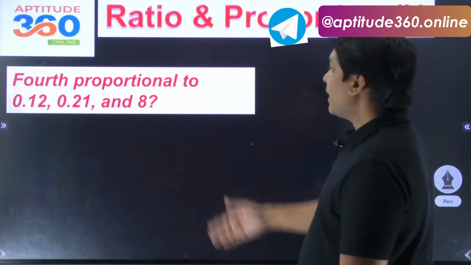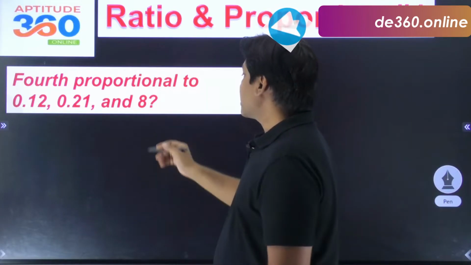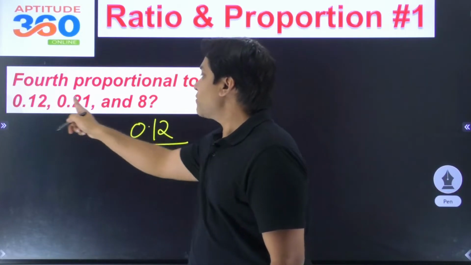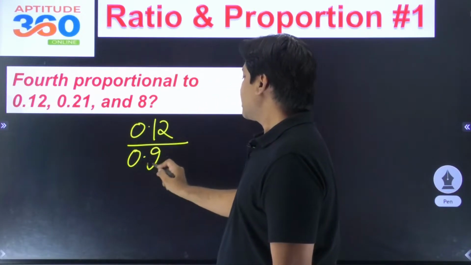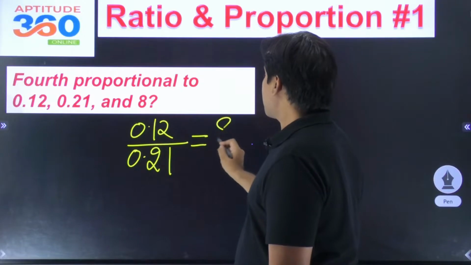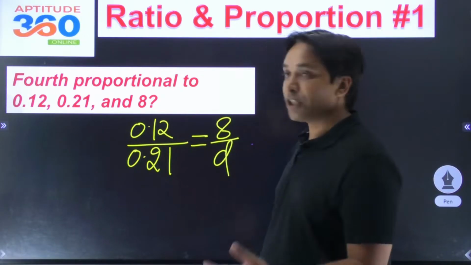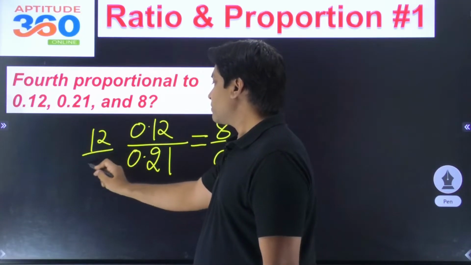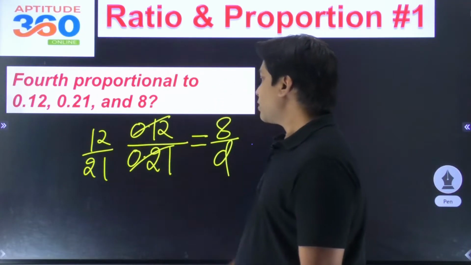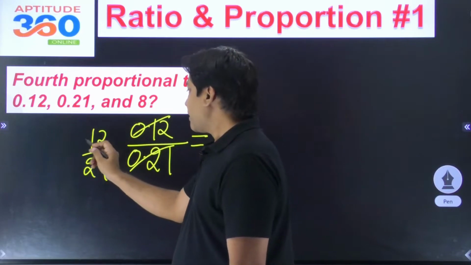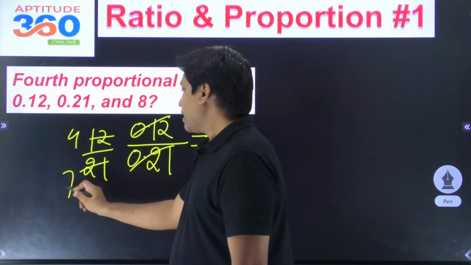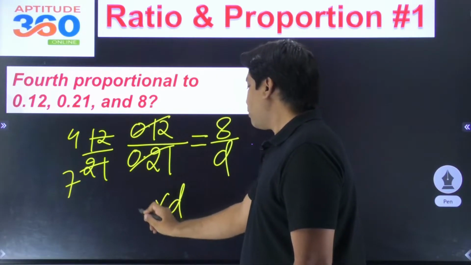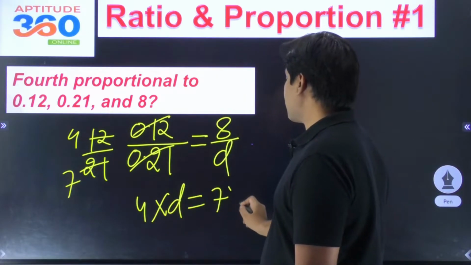Okay, then let us find out the fourth proportional to this problem over here. So this is going to be what? The first divided by the second is equal to third divided by the fourth. That is what you need to find out. So can you write this one as what? 12 and 21. So this is going to be 4 into 3 and this is 7. So d into 4 equals 7 into 8.